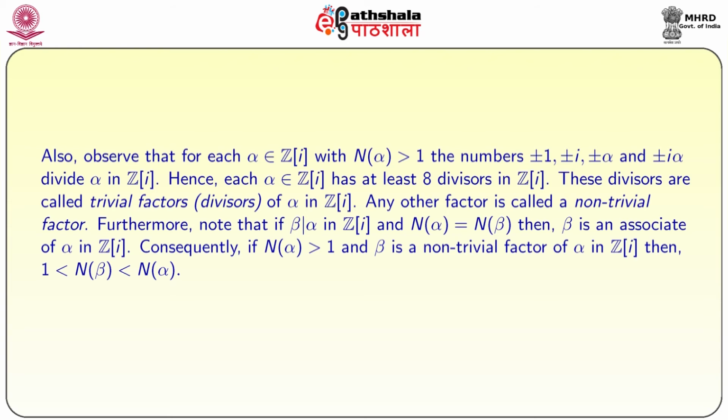Furthermore, if beta divides alpha in Z[i] and norm of alpha equals norm of beta, then beta is an associate of alpha in Z[i]. That means here we are asking two conditions: one is beta divides alpha, as well as norm of alpha equals norm of beta. Consequently, if norm of alpha is greater than 1 and beta is a non-trivial factor of alpha in Z[i], then 1 is less than norm of beta, which is less than norm of alpha.